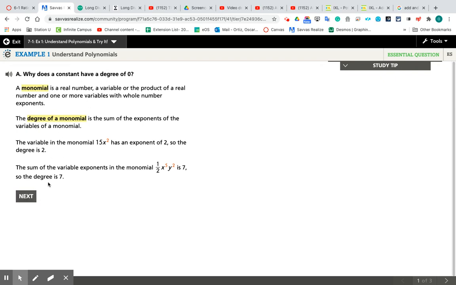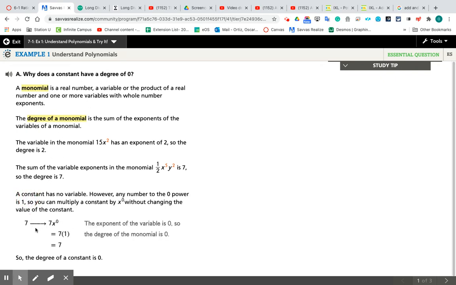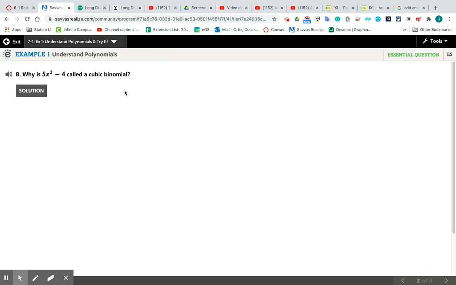So back to the question about a constant. What about 7? Well, wait a second, because I know that 7, I can write it as 7 times x to the 0 power. We know that this equals 1. So in this case, I can see there is a variable and the exponent of that variable is 0. So that's why we choose 0 to be the degree of a constant, of a number. Okay, so that is on the one hand. So let's check the second part of this example.